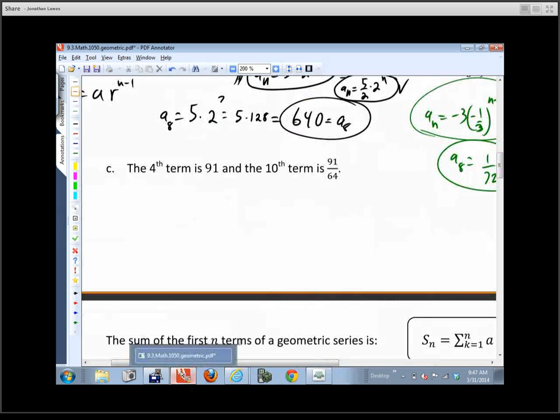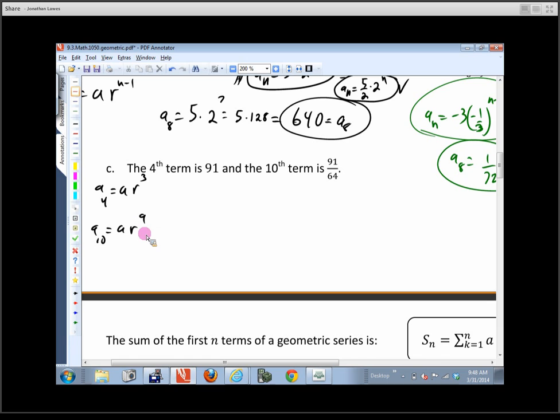Okay, let's look at this one right here. This can be kind of hard, or we could make it relatively easy. Do you remember how we did these when these were arithmetic? We went through a little shortcut. We could set up a system of equations. We could say the 4th term is the first one times 3 common ratios, 4 minus 1. We could say the 10th one is the first one times, how many common ratios would it take to get from the first one to the 10th one?